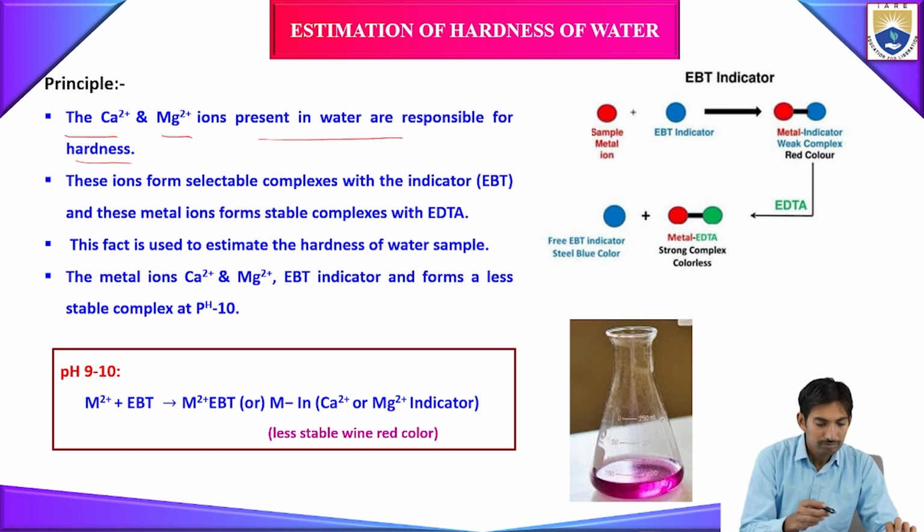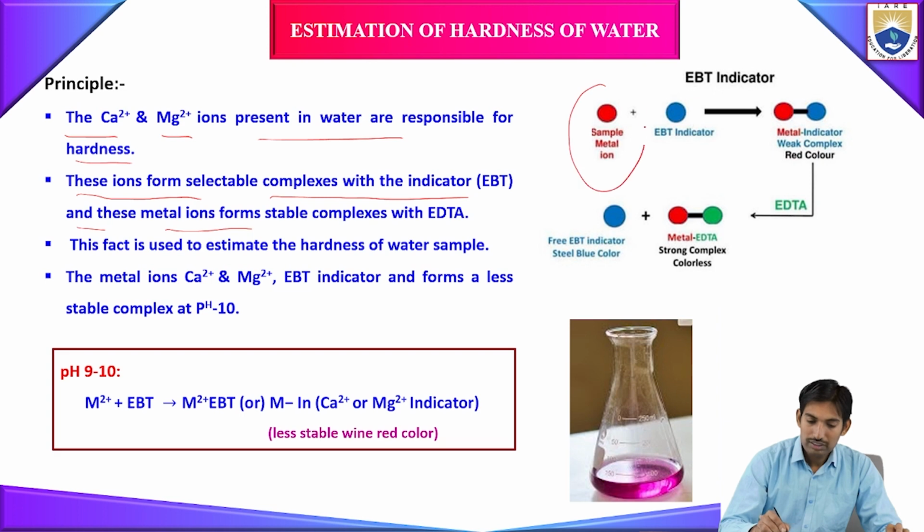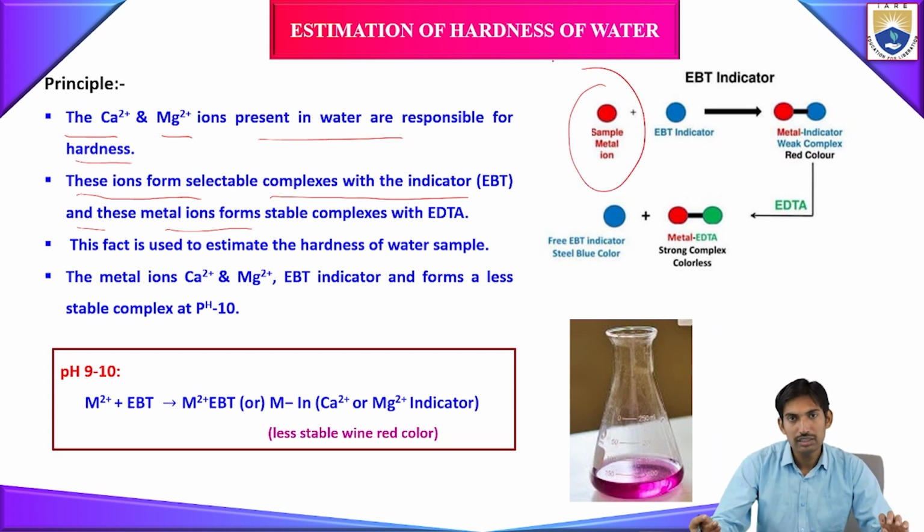These ions form suitable complexes with the indicator EBT, and these metal ions form stable complexes with EDTA. If you take total hardness containing water, it means the water contains calcium and magnesium salts, maybe bicarbonates, carbonates, chlorides, nitrates, whatever they may be. The sample water contains metal ions. What are the metals? Calcium and magnesium ions.